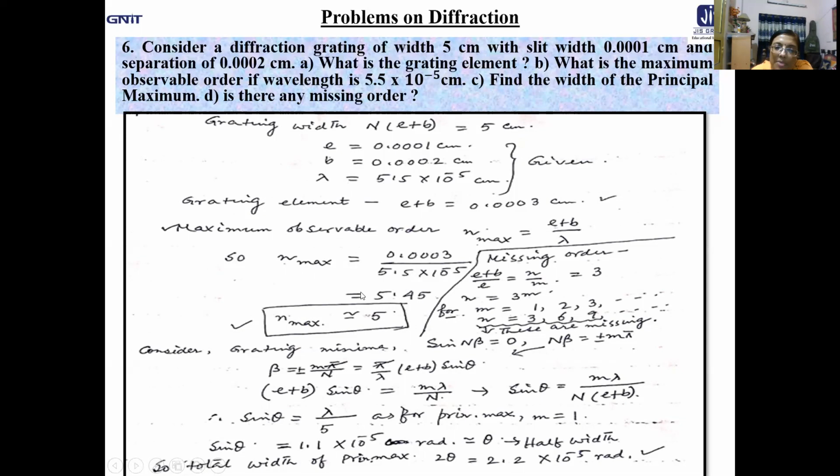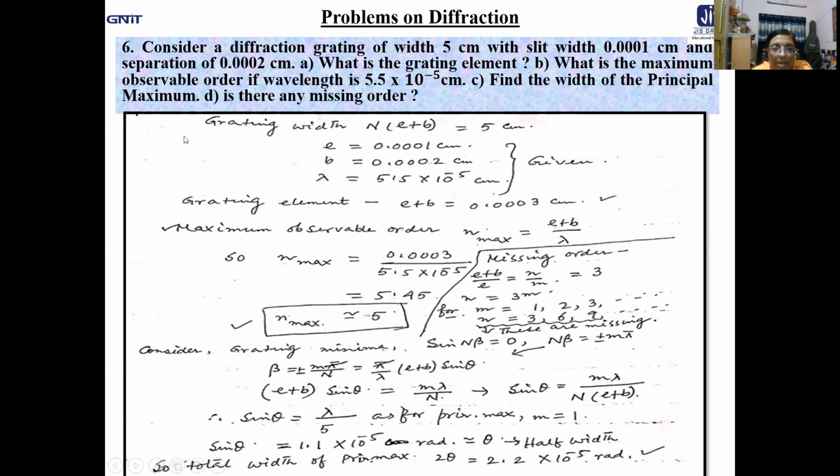Now the maximum observable order cannot be a fraction, it will be a whole number, because the fractional part is not giving you the full observable order. That's why we will not consider it, even if it is 5.95. Mind it, even if it is 5.95, we will not consider that. Maximum observable order will be the whole number. So it is 5. Clear? Next part.